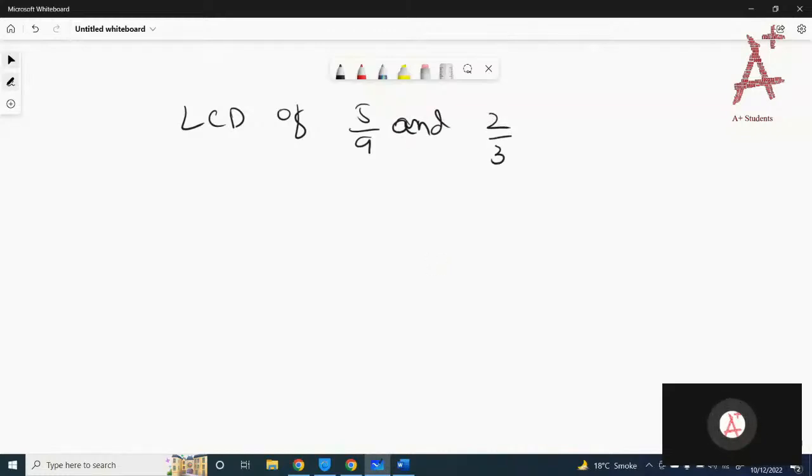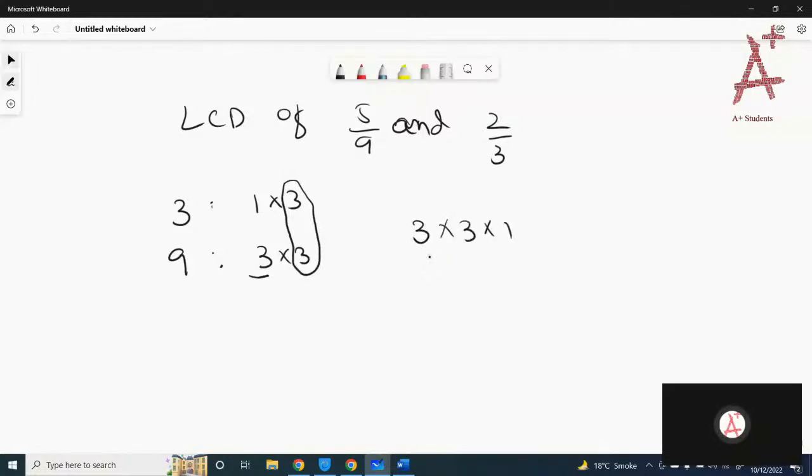So the denominators are 9 and 3. Just write the prime factorization of both the denominators. The prime factorization of 9 and 3 are 1 times 3 for the 3, and for the 9 it is 3 times 3. Got it? So this is a common factor. So write it once because it's common, and the other you are left with 3 and 1. Just multiply them. 3 times 3 is 9. That means the least common denominator of 9 and 3 is 9. Got it?